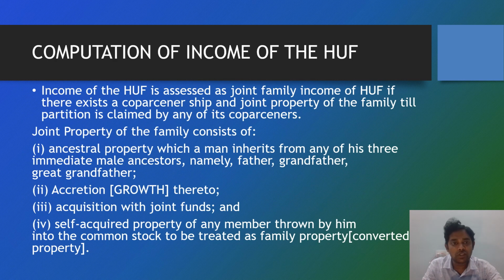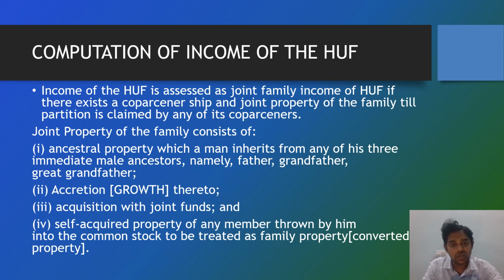Computation of the income of HUF. Income of HUF is assessed as joint family income if there exists a co-partnership and joint property of the family, till the partition is claimed by any of its co-partners. Joint property of the family consists of ancestral property which a man inherits from any of his three immediate male ancestors, namely father, grandfather and great-grandfather.